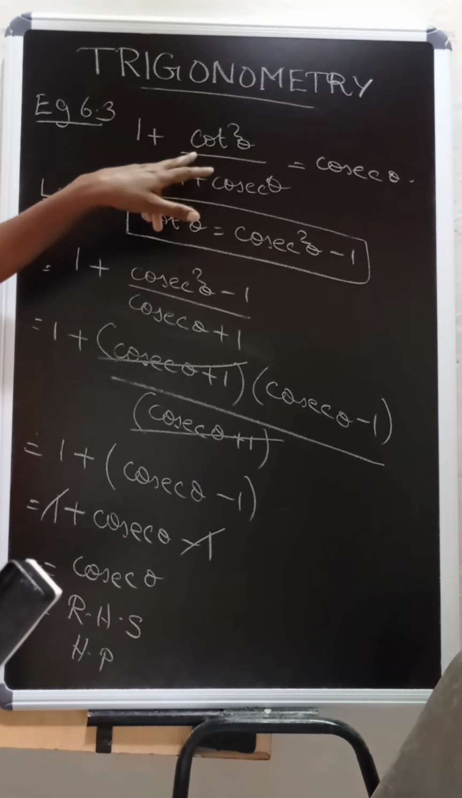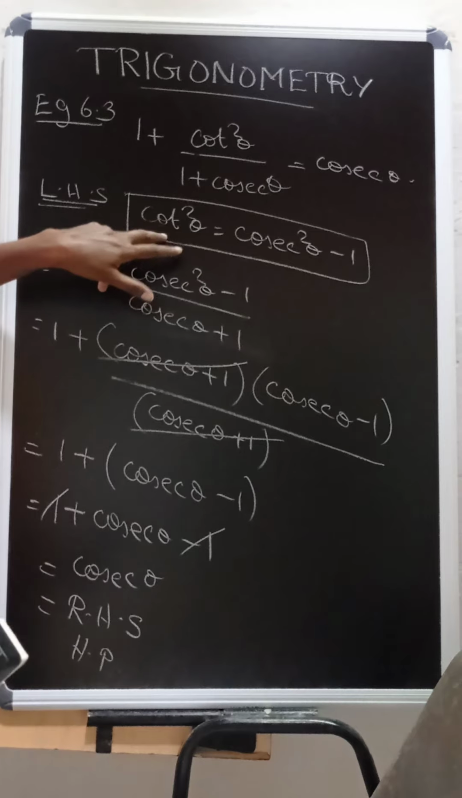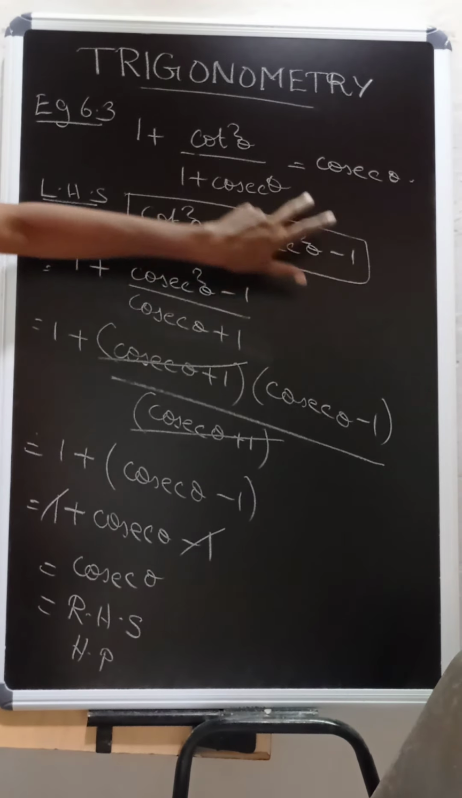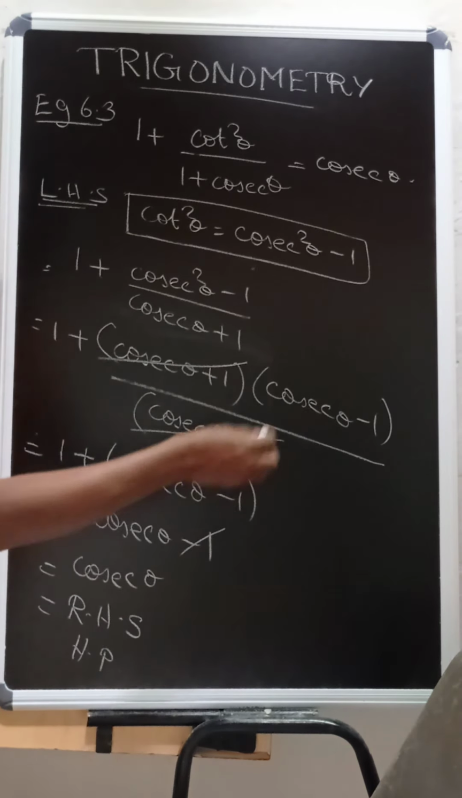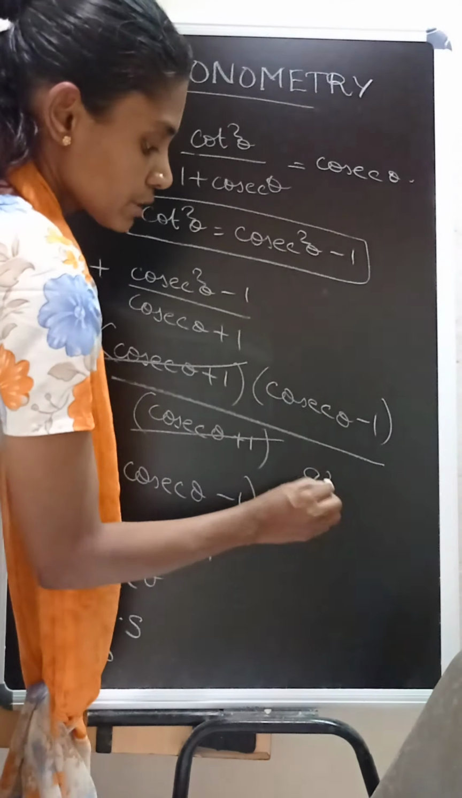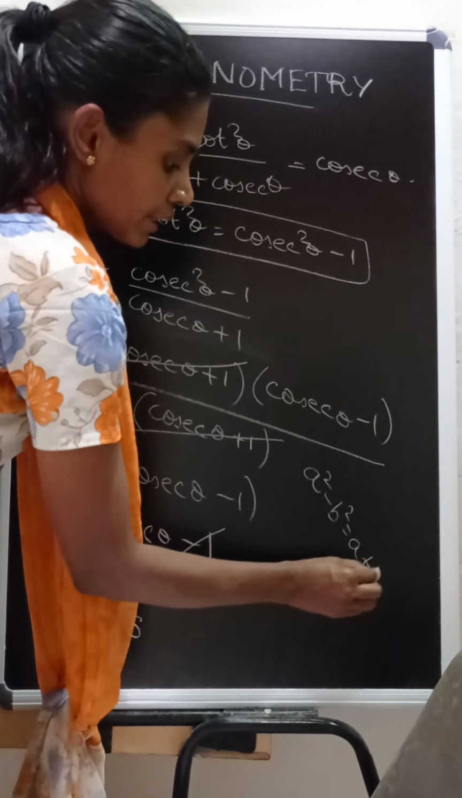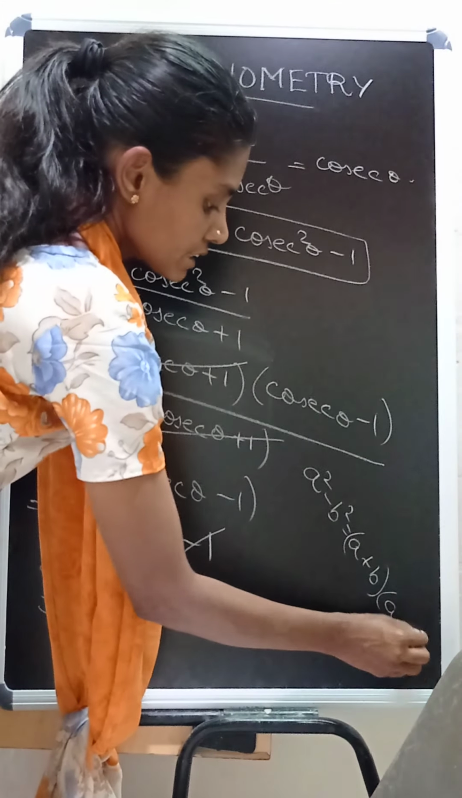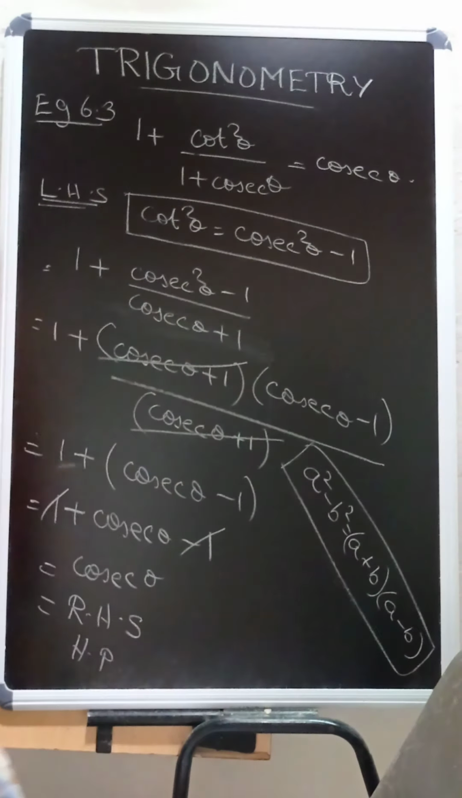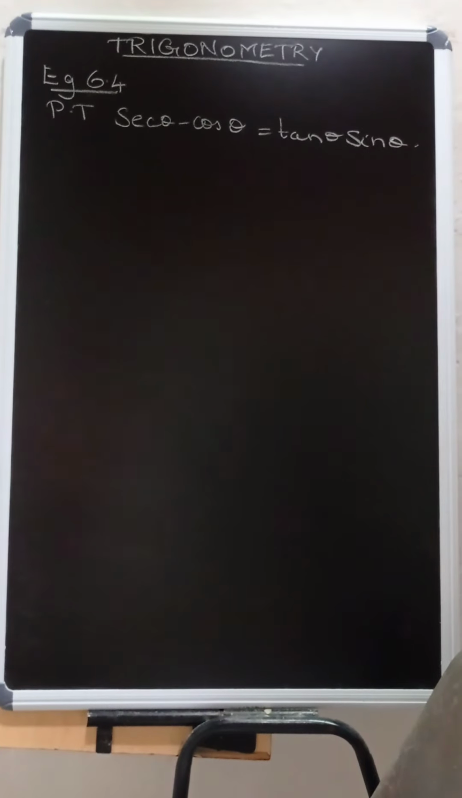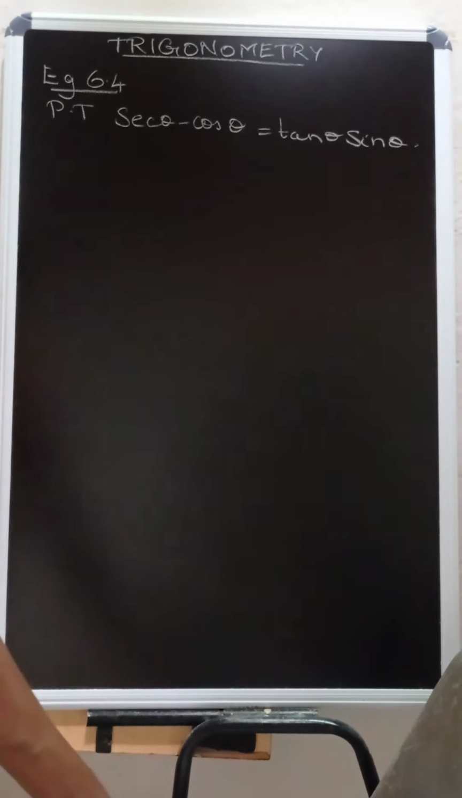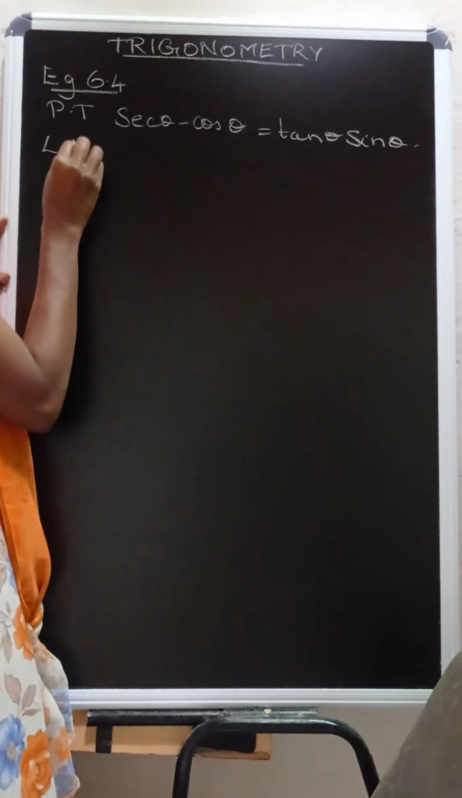So the first step you are taking here is very important. You need to take cot square theta is equal to cosecant square theta minus 1. Then you will use the algebraic identity here: a square minus b square is equal to a plus b into a minus b. This is used here. Next, example number 6.4. Prove that secant theta minus cos theta is equal to tan theta into sin theta. So first we will take LHS.